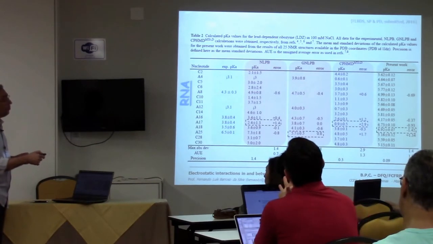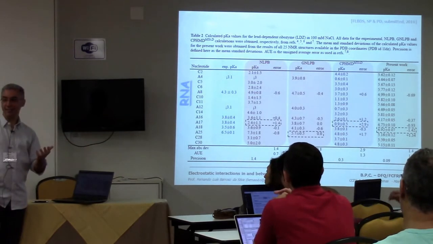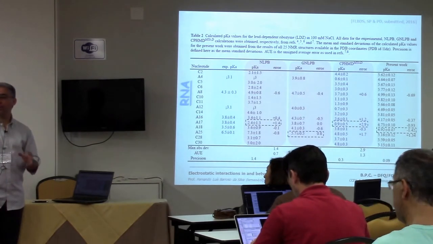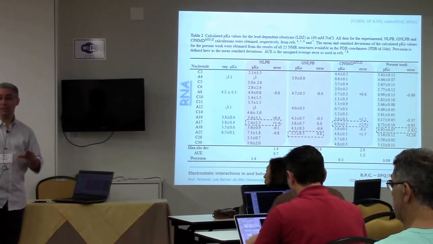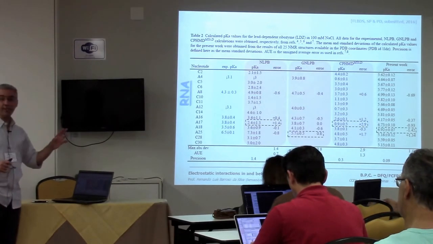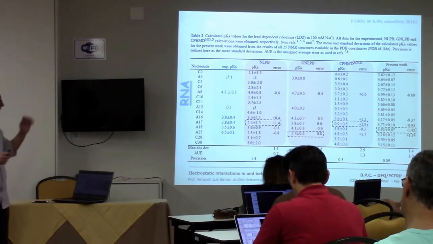This is the classical paper from Barry Honig in the 90s. Remember that although for protein you have large data sets for pKa analysis, for nucleic acids you have a small number of data available. So it's a little bit more tricky. And also, the techniques that deal with these systems are not so popular as the ones that deal with protein systems.